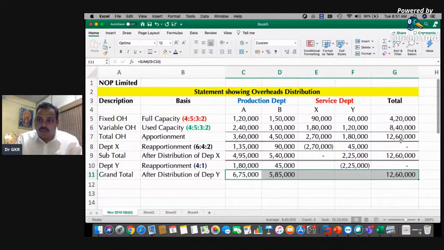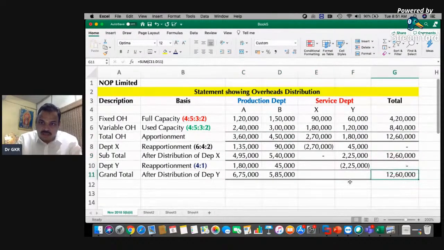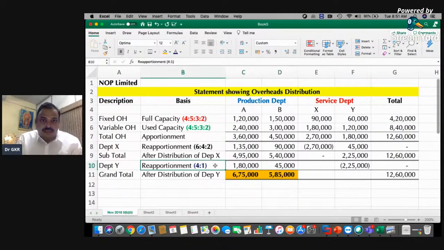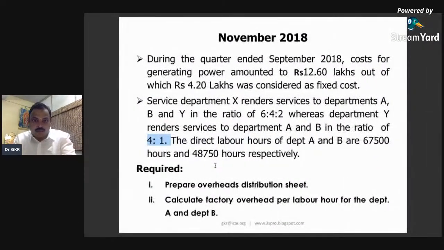So originally your 1260 was distributed to all the 4. Now this 1260 is loaded to only production department A. Wow. So this is your answer. Statement showing overhead distribution. Your question is prepare overhead distribution sheet. So this is your one.